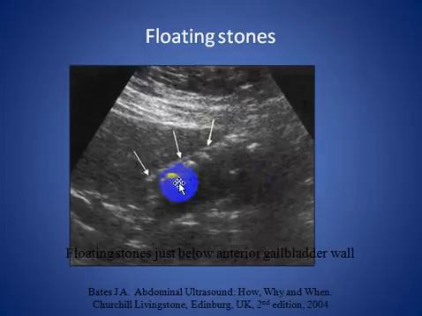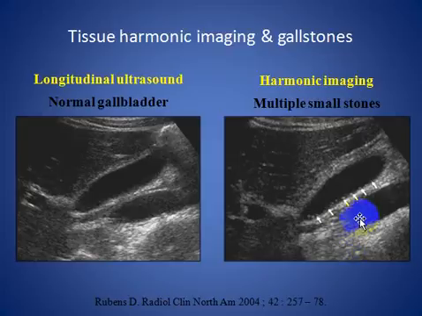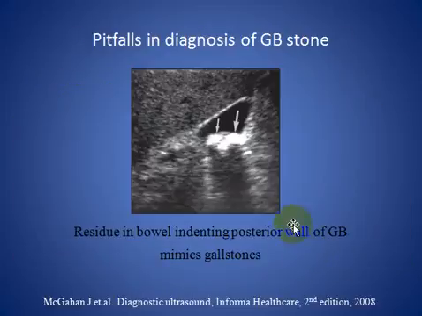Sometimes we see floating stones in the gallbladder. Sometimes the stones are so small that we cannot see the shadowing, and we use other methods to diagnose it, but the main diagnostic factor is mobility of the stone. Once it is mobile, it is a stone, sometimes without shadowing.